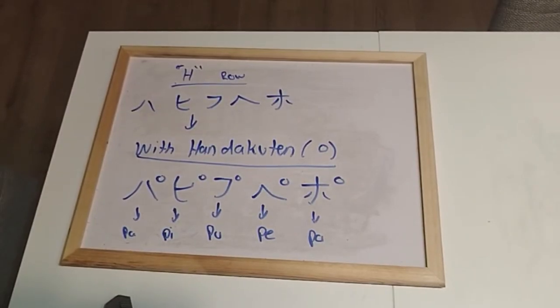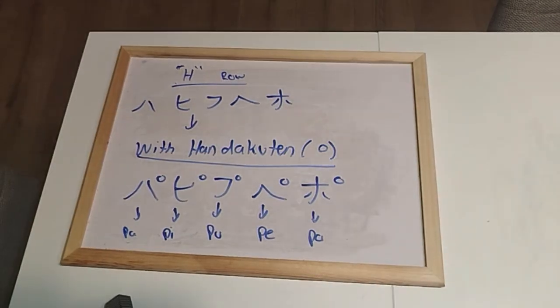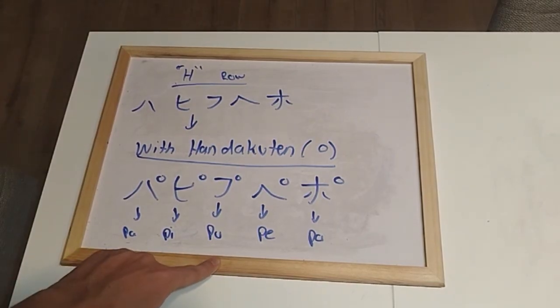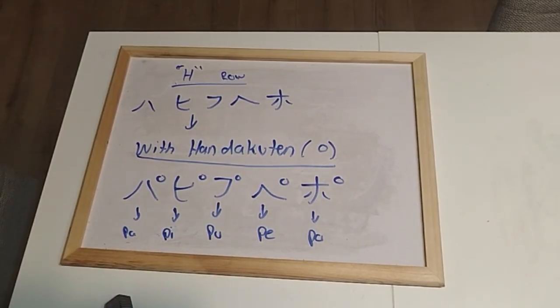The H row has the particularity that, apart from the dakuten, it can also come with the handakuten, which is this little circle. And the handakuten makes the sounds turn into a P sound. So, pa, pi, pu, pe, po. And as I said, this only happens with the H row.